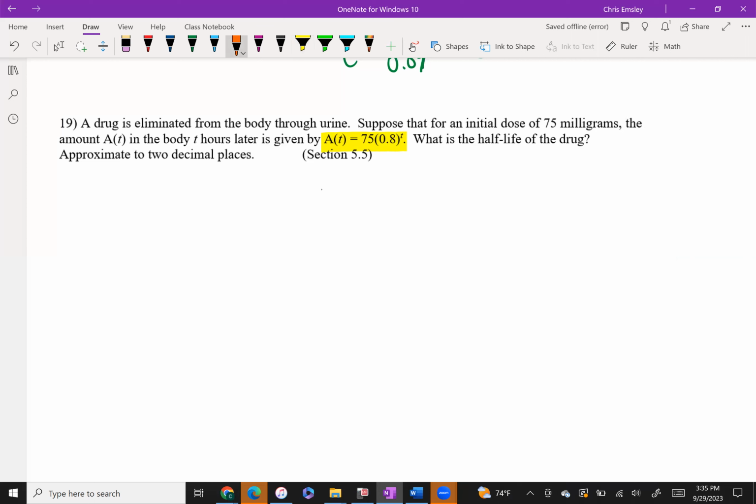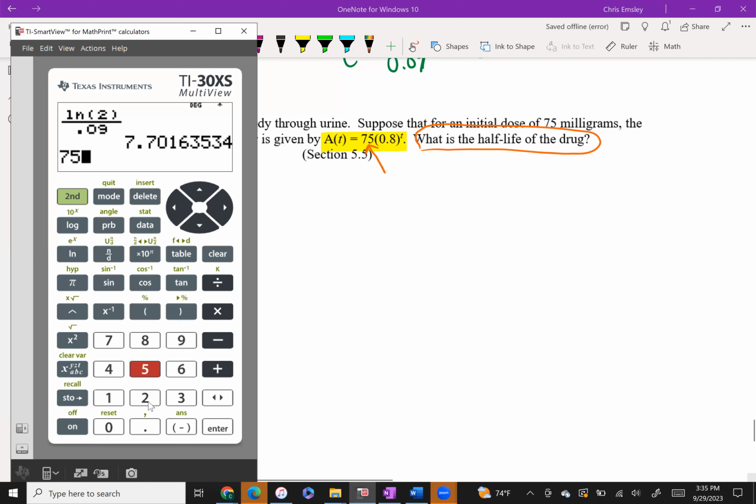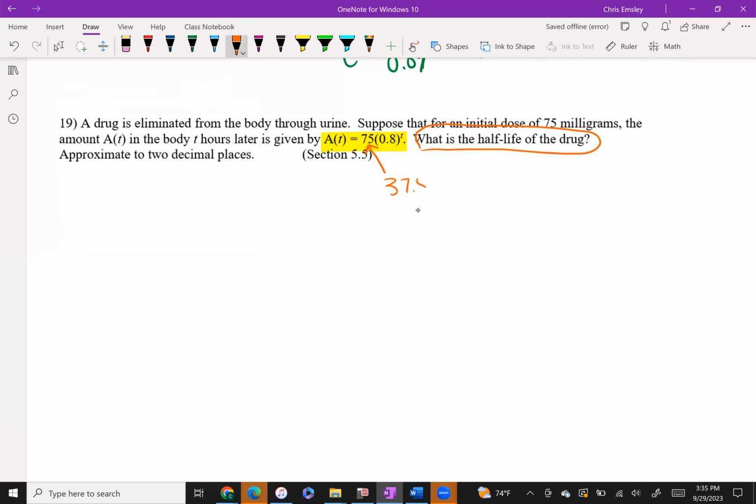So the question, what is a half-life? That is asking us for an amount of time. The half-life is the amount of time it takes for something to decrease by half. So if we started with 75 milligrams, 75 divided by 2 is 37.5. So the question here is, when will there be 37.5 milligrams of this drug remaining in a person's body? So that is our ending amount. So that goes in place of A of T. Our initial amount times our base raised to the power of T.